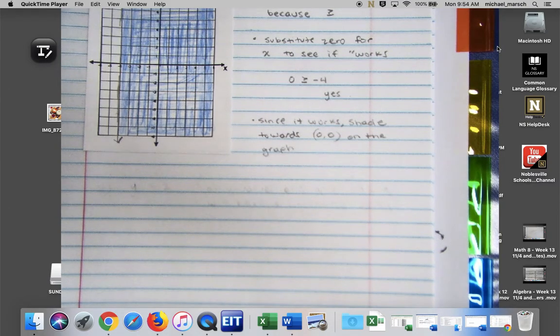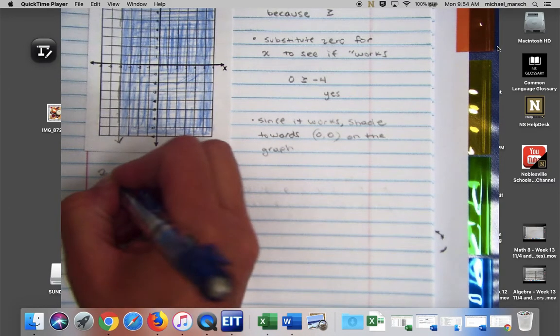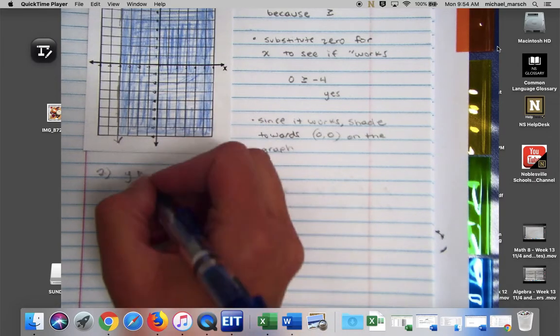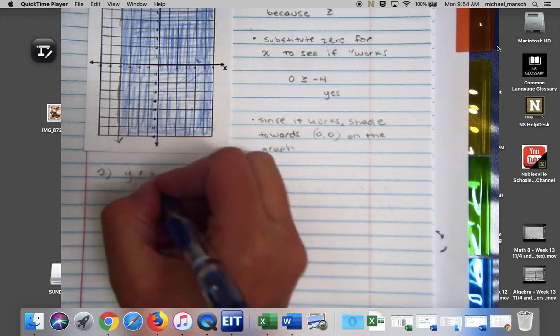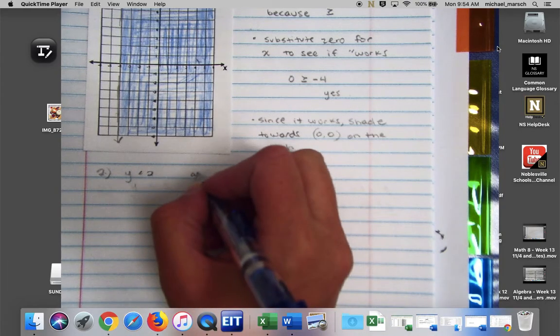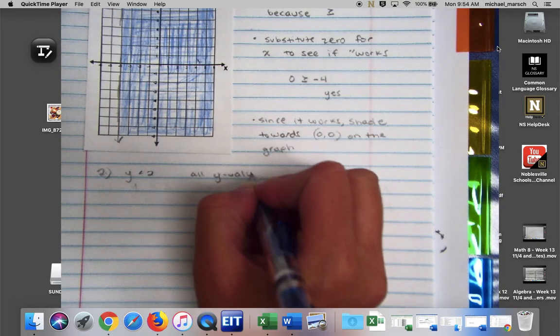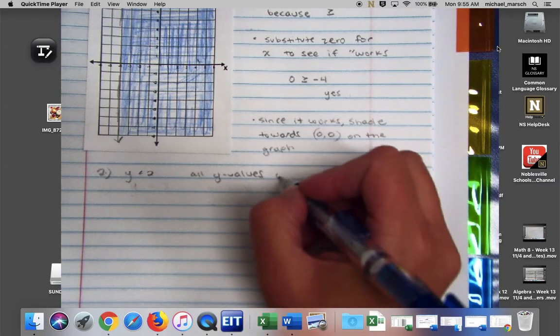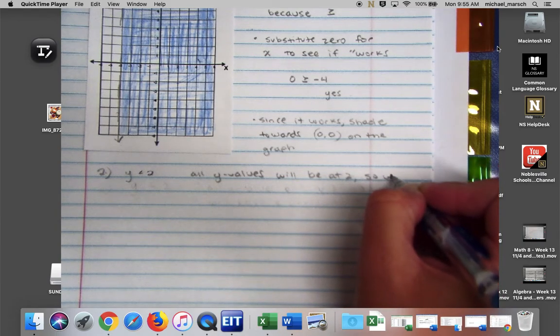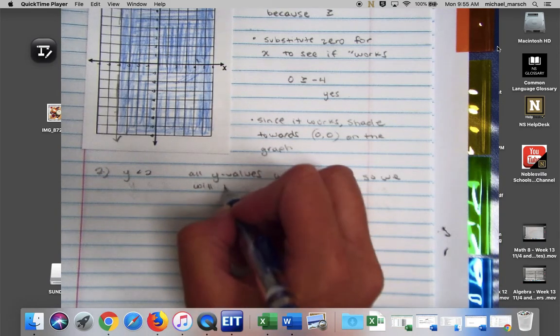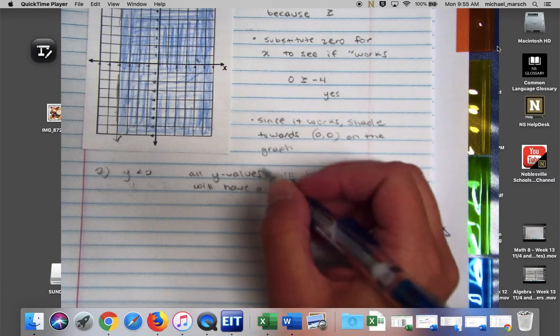Okay, so if we scoot it up 1 line, y is less than 2. So all y values are at 2. So we will have a horizontal line.